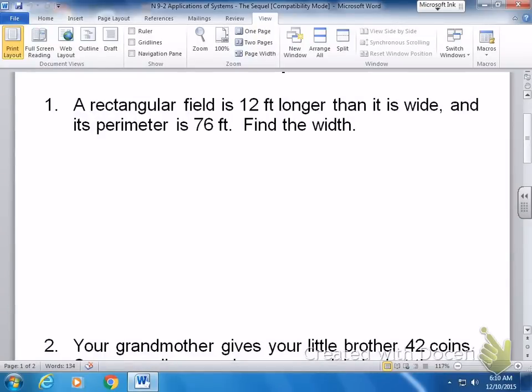Right, guys, so we're starting notes 9-2 today. It's more applications of systems. These are a little bit more difficult. They're still set up pretty much the same way, and then we have to solve them using our systems. So let's go ahead and look at number 1.